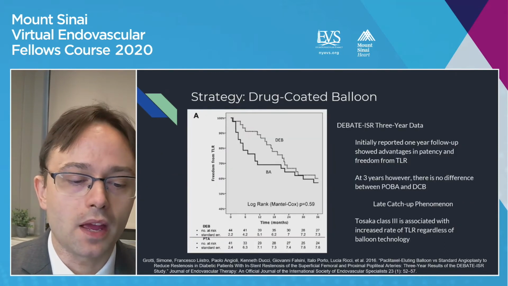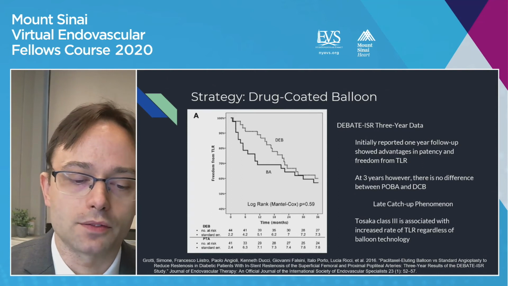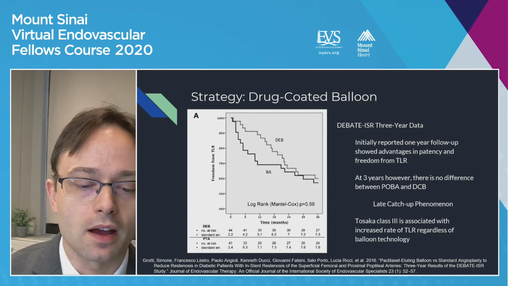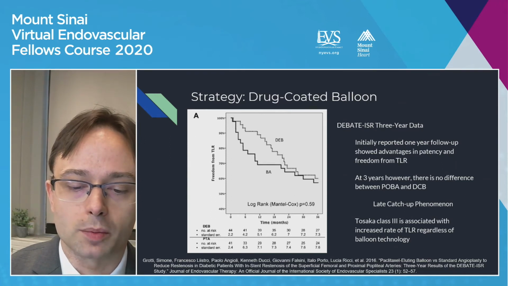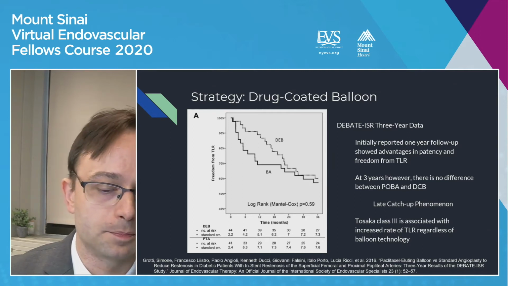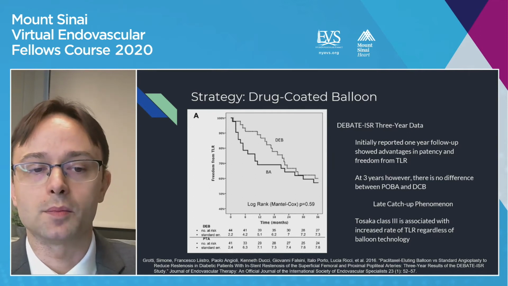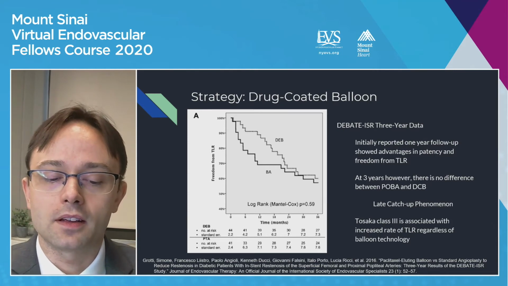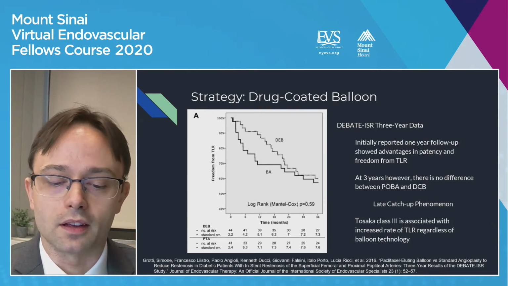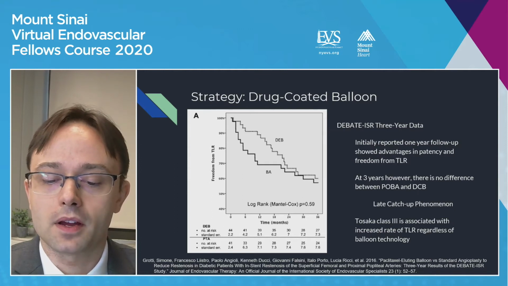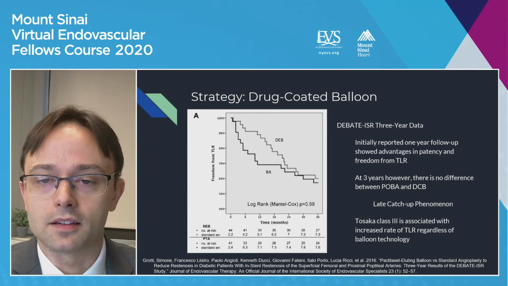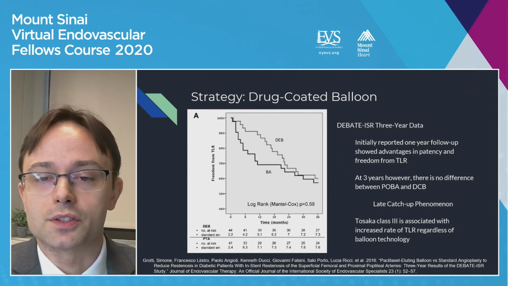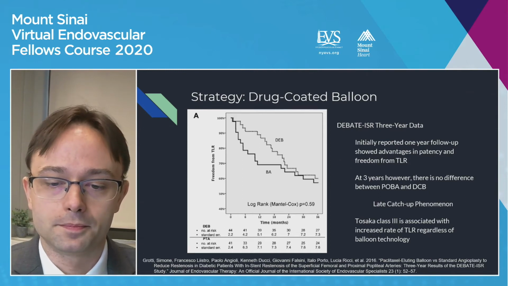So the DEBATE-ISR patients were actually followed out to 3 years, at which time drug-coated balloon patients and standard angioplasty patients both required target lesion revascularization at similar rates. This finding, also seen in coronary stenting, is termed the late catch-up phenomenon, which implies that the effects of the DCB don't last indefinitely, and that the forces applied to the stented femoral artery can restart the inflammation process over time.